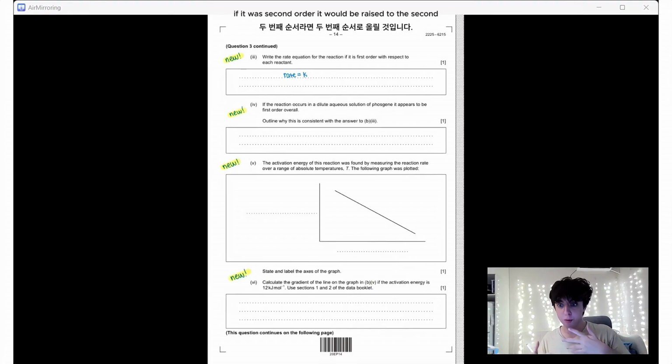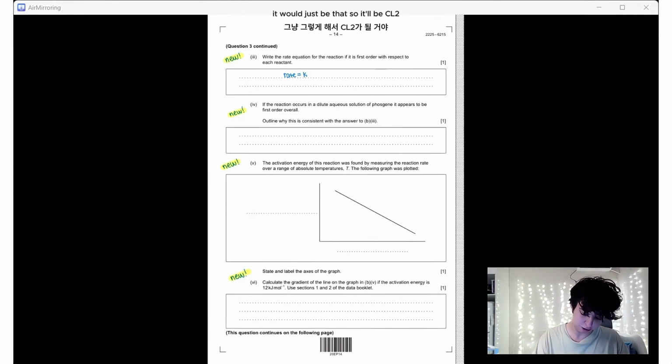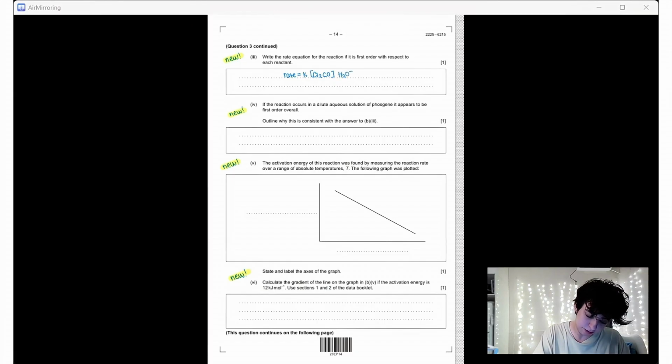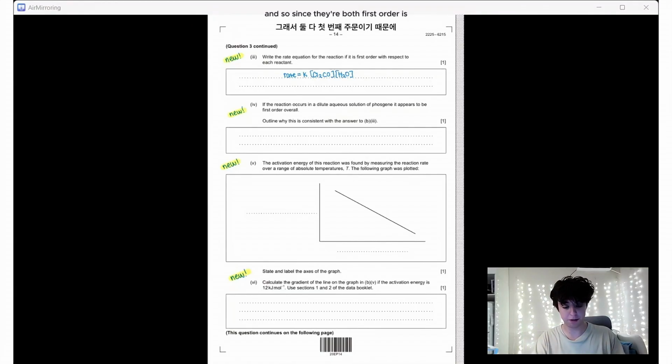If it was second order, it would be raised to the second, but since it's first order, it would just be that. So it'll be COCl2, so our phosgene, as well as our water. Okay, and since they're both first order, you can imagine that they're both raised to the first, but since they're both just to the first, you also don't have to write it because that's redundant. Okay, so that would be that rate equation.